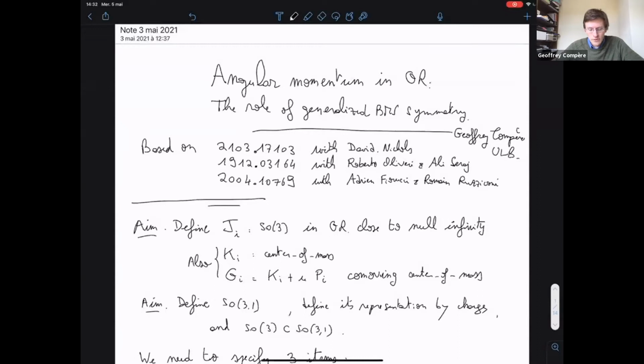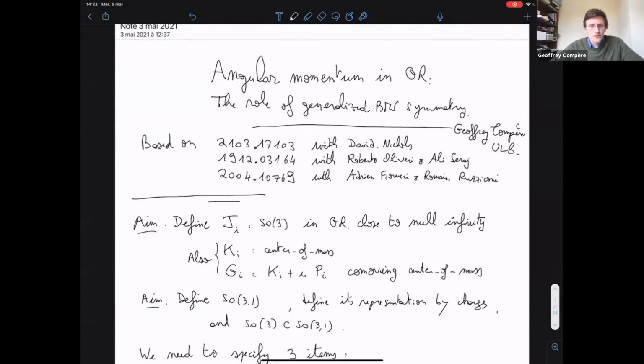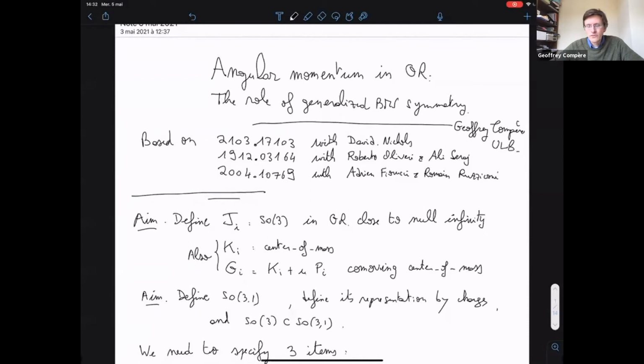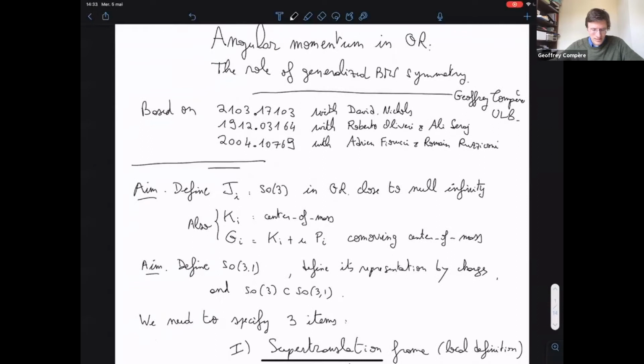I will mostly base the discussion on these three papers and try to expand it a bit. It's with my collaborators David Nichols, Roberto Oliveri and Ali Seraj, and Adrien Ferrucci and Romain Rosiconi. There were some questions last week, so please ask your questions now. And please, this is an informal talk, so you should interrupt me at any time.